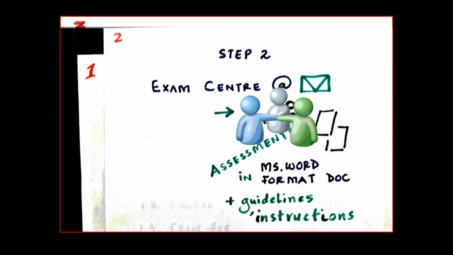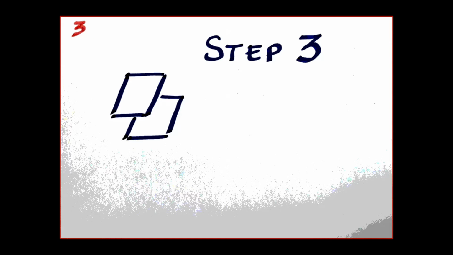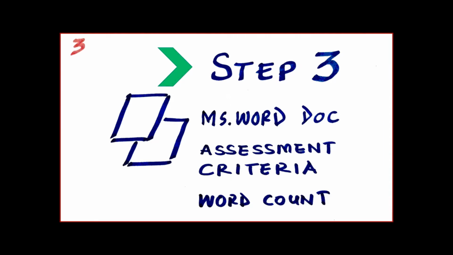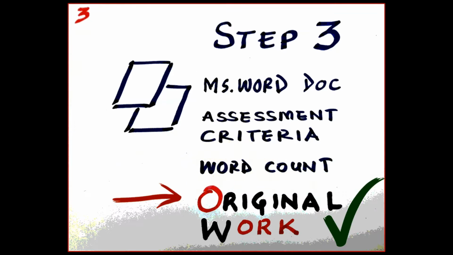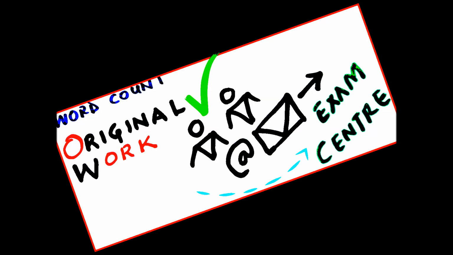Step 3 is our step. We as students, once we receive the Microsoft Word documents, the assessment criteria are mentioned, the word count instructions are given, we start to work on a Microsoft Word document, because that's where we write our assessment, that's where we'll write our assignment. We'll keep track of the assessment criteria, and we'll also keep the word count in mind. Above all, we have to create original work. Once this is done, then we can send our draft to the exam center for a review.